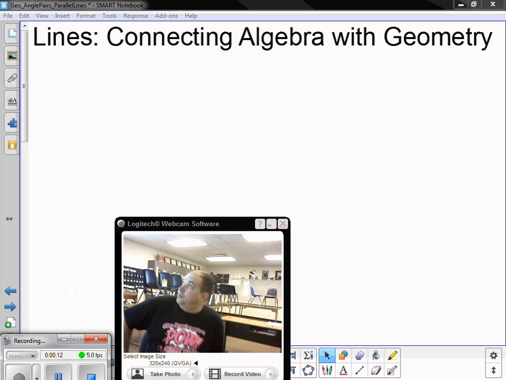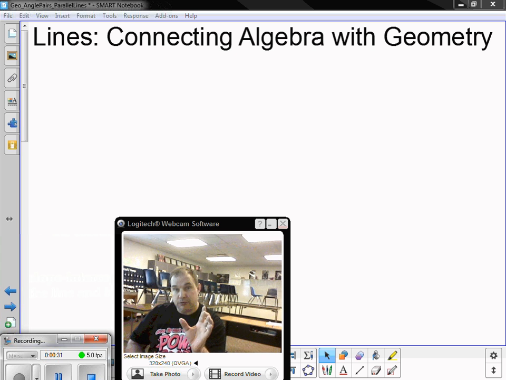Okay, so we need to connect our lines, our parallel lines, our transversals, and that kind of stuff back into the algebra field because math is all related. So when we were doing GeoGebra, we noticed over on that left-hand side, when we drew in a line, it popped up an equation over there for us.